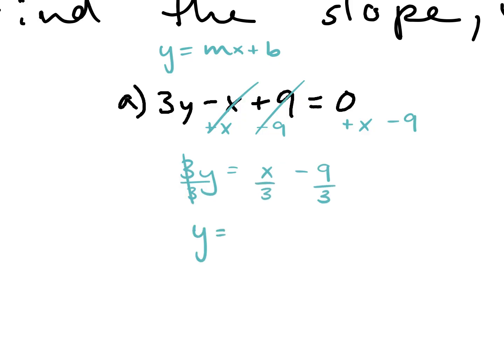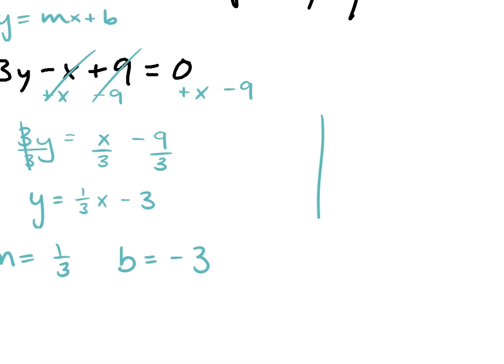We have y equals, how else could I write this as x over 3? How else could I write that, so we could see our slope. Awesome, 1/3 x minus 3. So what's our slope? 1/3. And then what is our y-intercept? What's our b? -3.